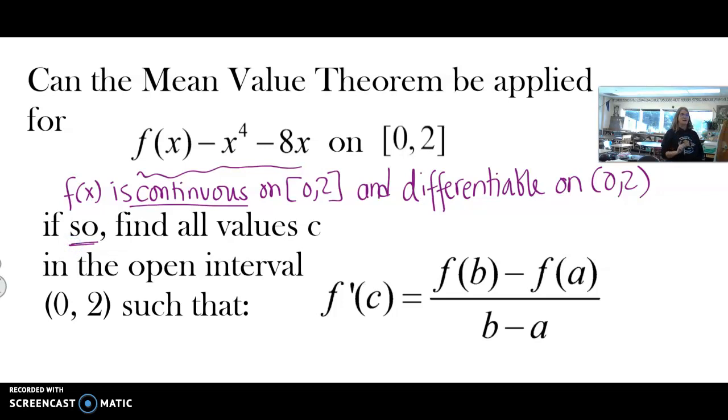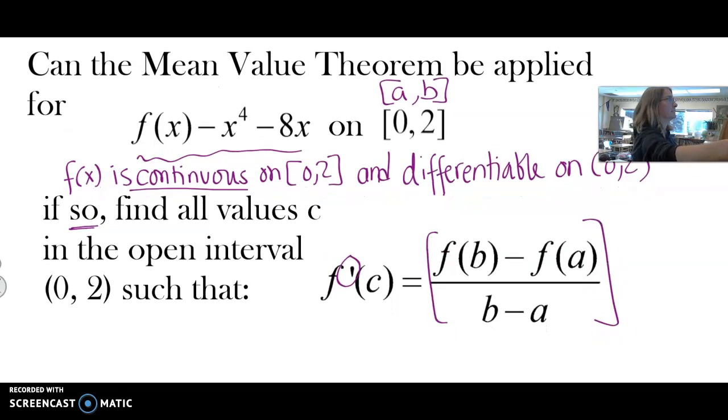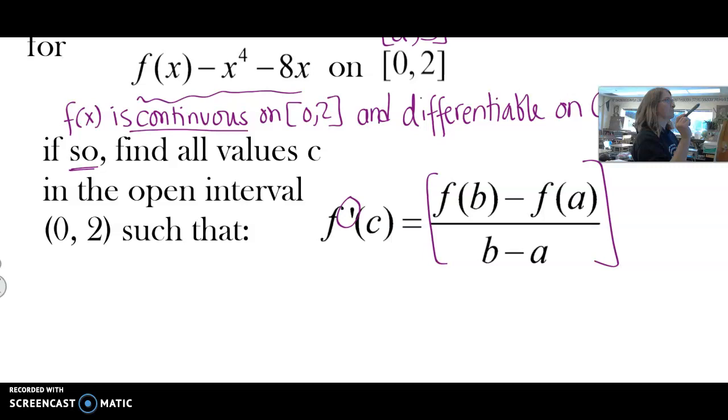So, find all values of c in the open interval from 0 to 2. So this is my interval here, a, b. So a is 0, b is 2. We need to find where the derivative is equal to the slope between the 2 points that are associated with x equals 0 and x equals 2.